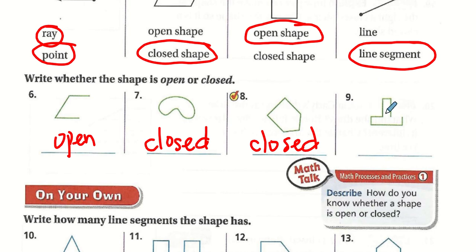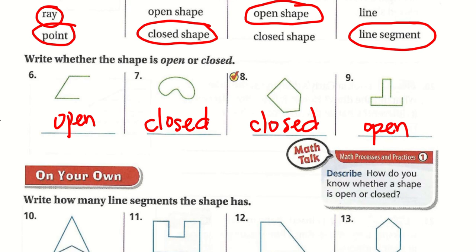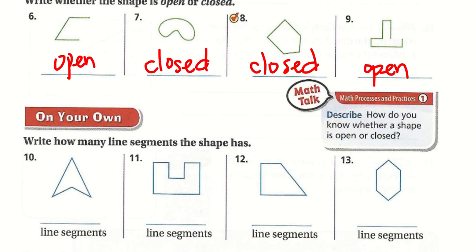Okay, number 9, you can see most of the lines are connected, but then there is a little gap or opening right here where you can get on the inside of the shape. So number 9 is also an open shape. Make sure you're writing these down. Your papers should be getting completed as you watch and listen to the video.